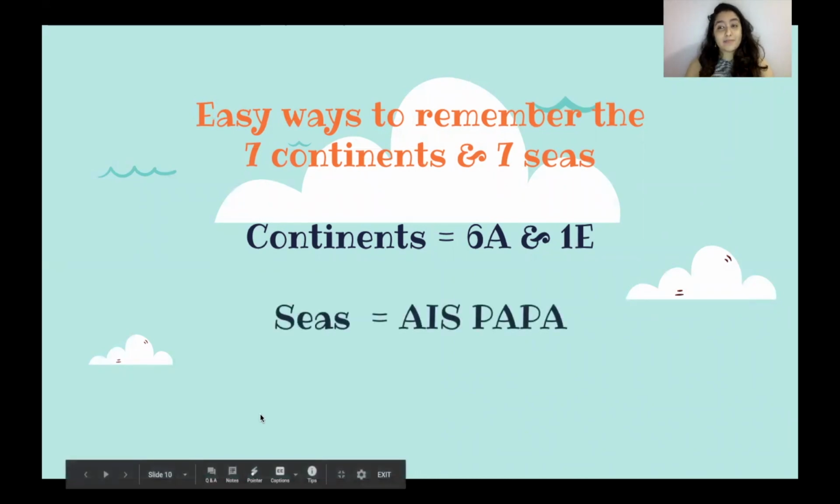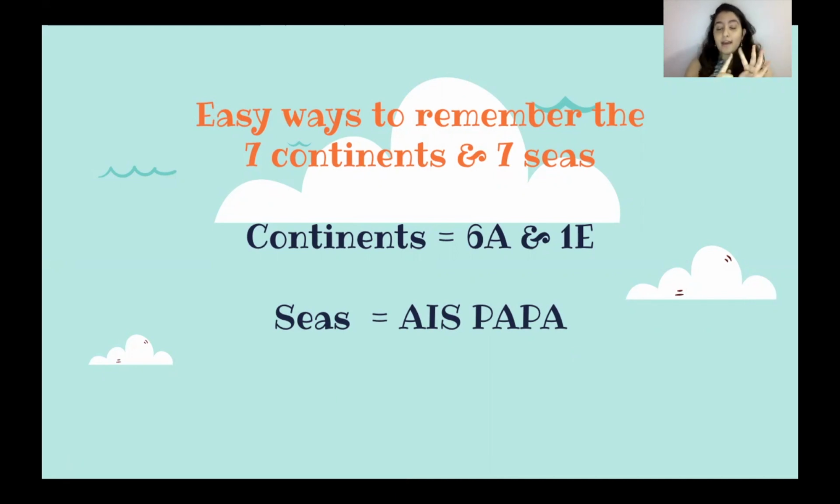The seas are a little bit trickier because they're an acronym, and it's a collection of letters that make up the word Ice Papa. Now, Ice Papa stands for the 7 seas. The AIS stands for Arctic, Indian, and Southern, and the P and the A represent Pacific and Atlantic. So Ice Papa would mean the Arctic Ocean, the Indian Ocean, the Southern Oceans, the North Pacific Ocean, the North Atlantic Ocean, the South Pacific Ocean, and the South Atlantic Ocean. So these 7 letters make up the acronym Ice Papa, which stand for the 7 seas.